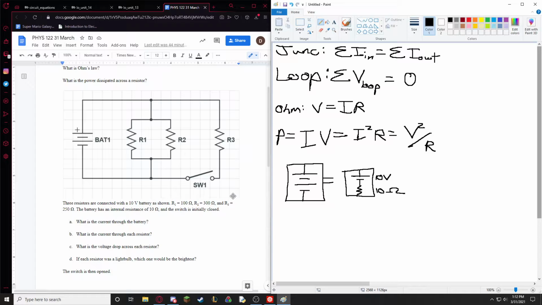It means it becomes like a wire. So does that mean we do have to take into account R3, or is it disconnected? Yep, exactly. Switch is closed. It means R3 is connected to the rest of the circuit. So let's take 10 minutes. Let's find the current through the battery, the current through each resistor, and the voltage drop across each resistor. And we'll talk about it.